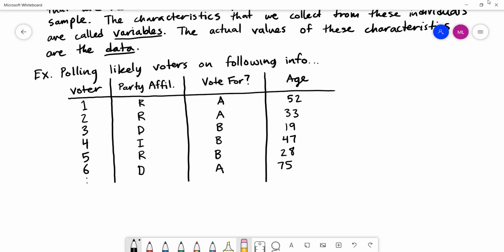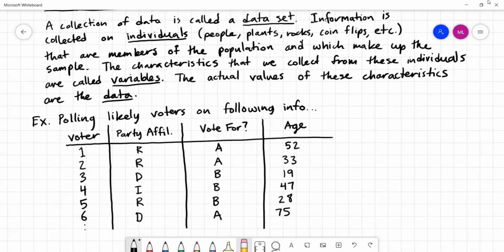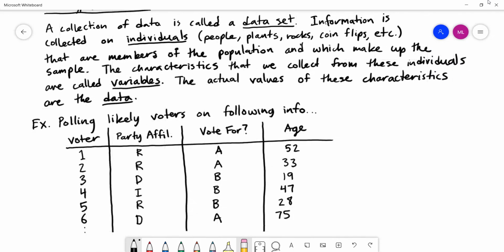So this is the idea. In the context of this poll, I want to figure out what all of these definitions are. So, as we go through this, I want to start off with the individuals. The individuals are, in this case, people, the voters that we're studying. So that is this category over here. These are our individuals. So our individuals are the voters.